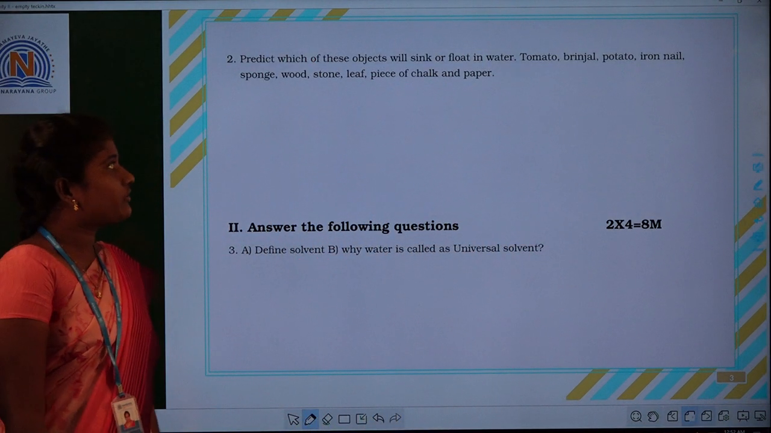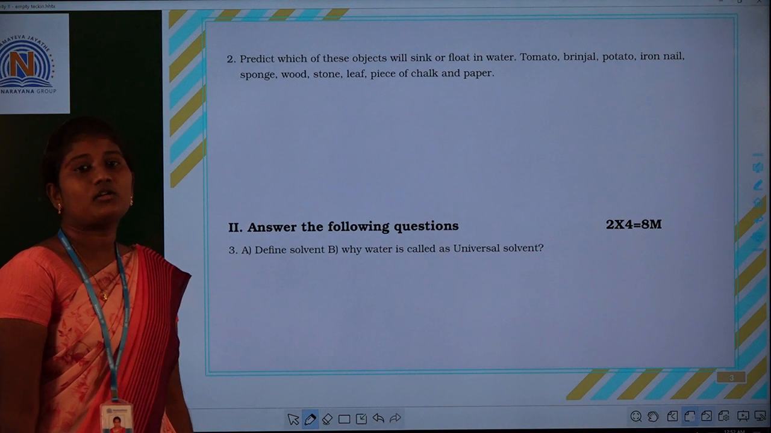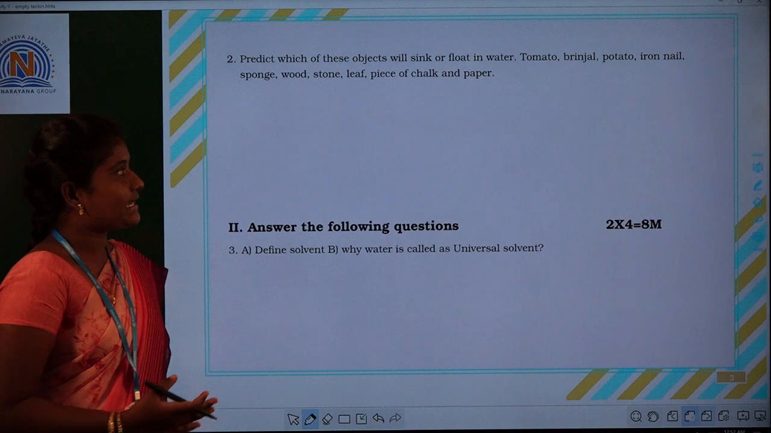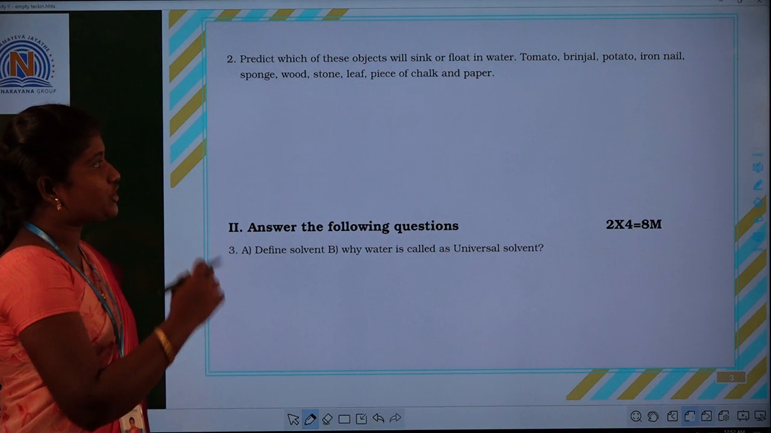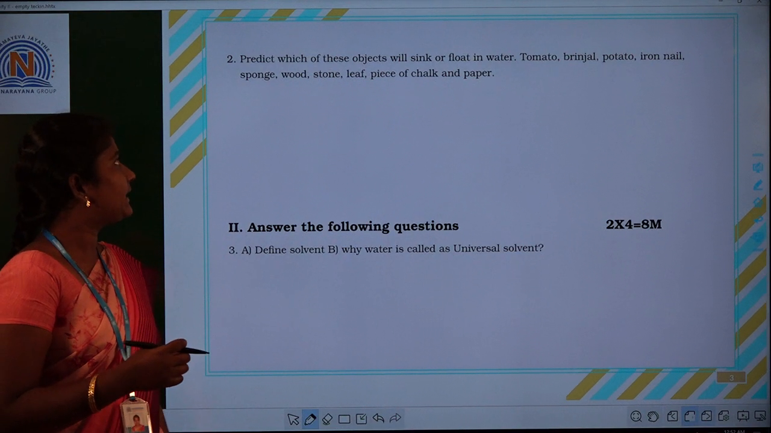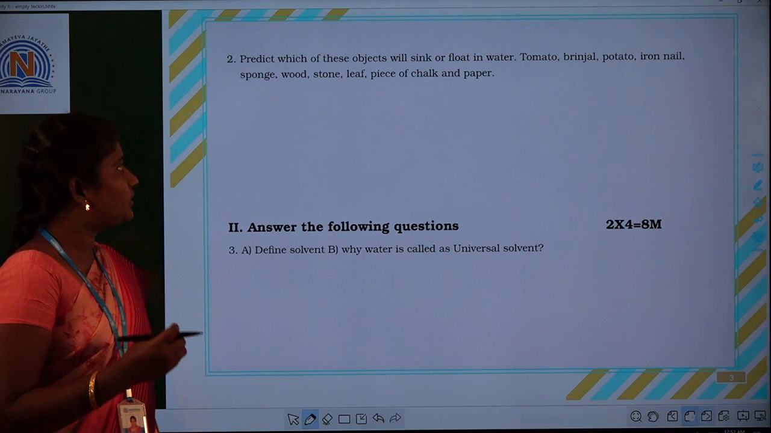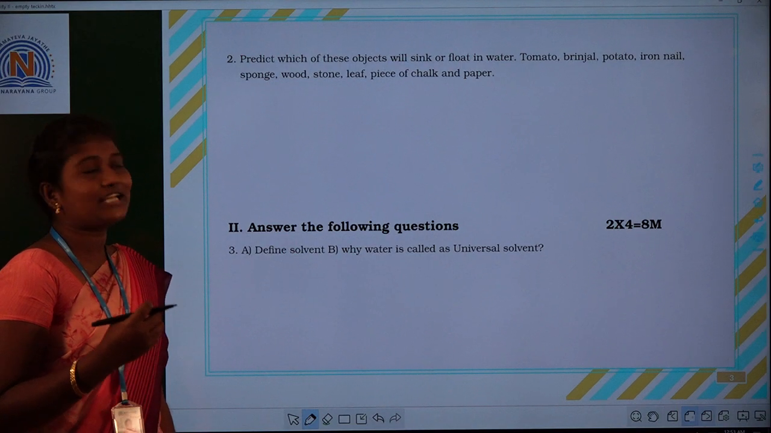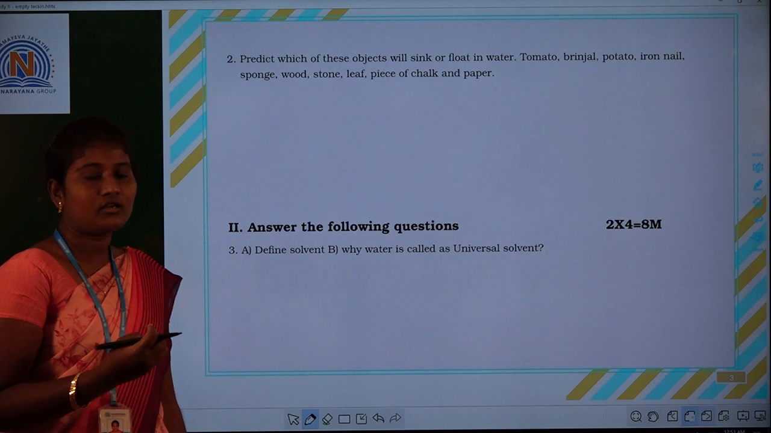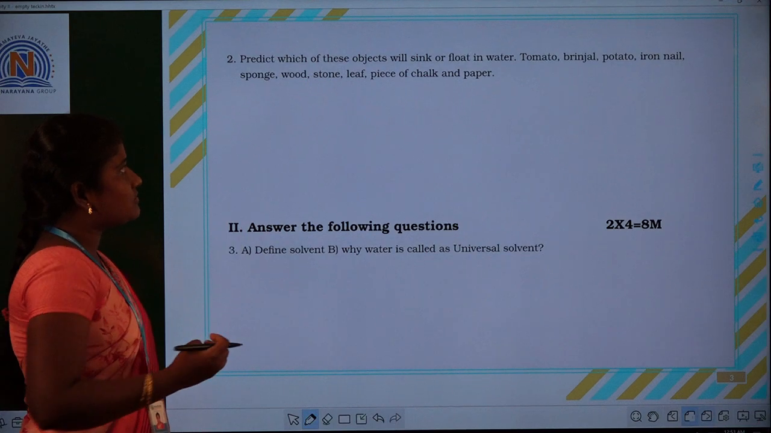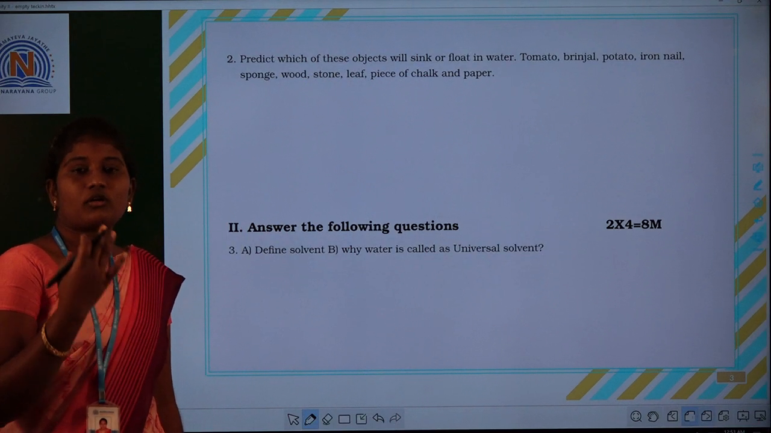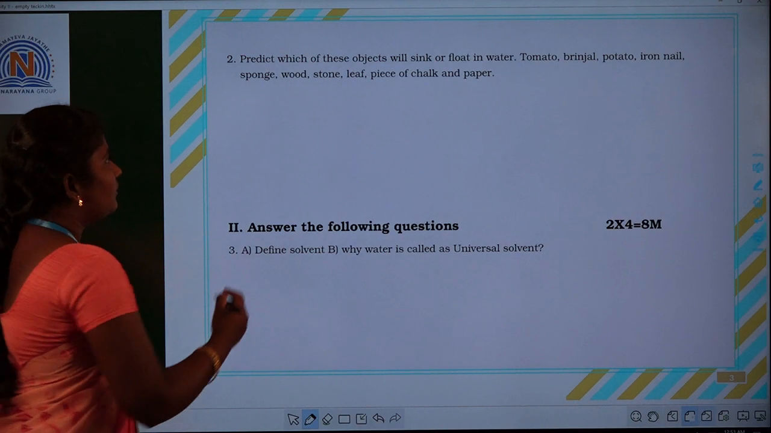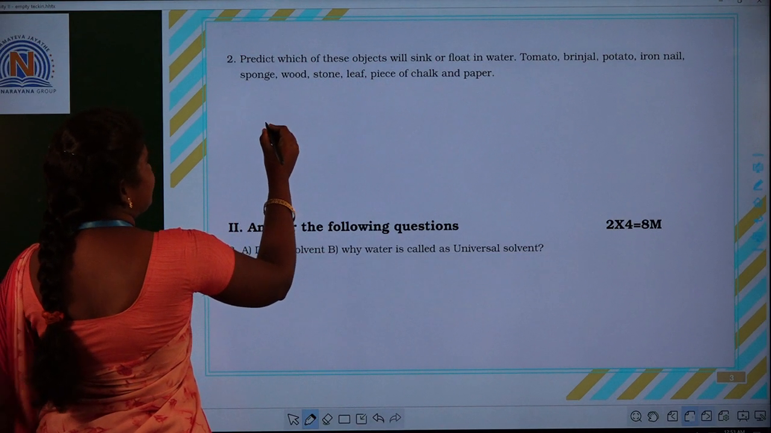Predict which of these objects will sink or float in water. They are given the examples also, like tomato, brinjal, potato, iron nail, sponge, wood, stone, leaf, a piece of chalk and paper. You have to predict among the examples which objects will sink or which objects will float on the water. Okay, let us see. What are the objects that will sink?